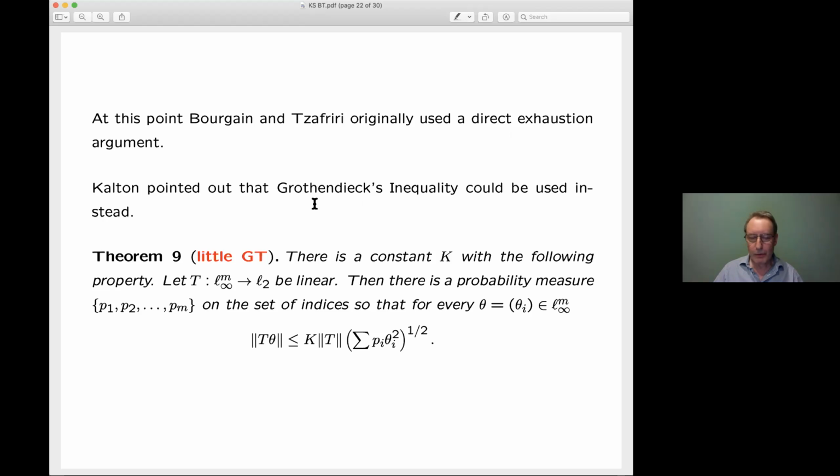In fact, we use what Gilles Pisier calls the little Grothendieck theorem. I noticed earlier that he was here. He sent me a little message. That's very kind of him.